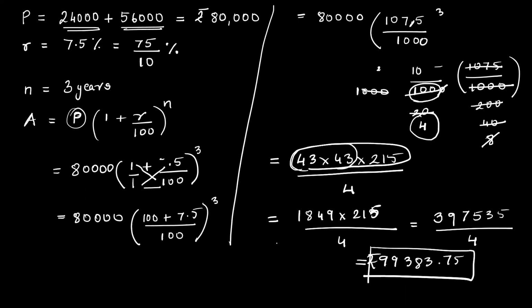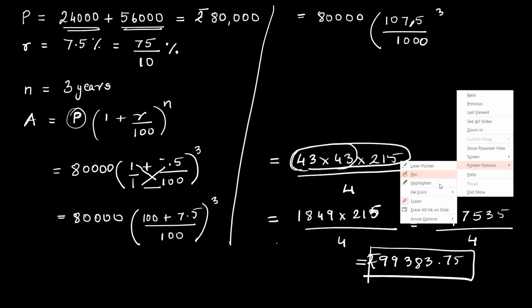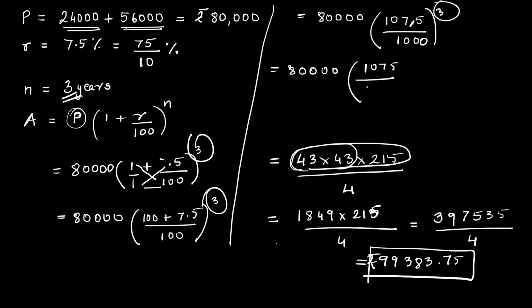Sir, if we don't show that cancellation, if we directly show down the step, is it okay? Yeah. Because that becomes dirty. So it is 80,000. Someone was asking me why I've taken raised to 4. I've not taken anywhere raised to 4. N is 3, so raised to 3 only I've written. 1075 upon 1000.